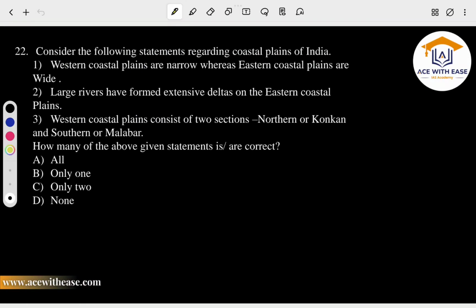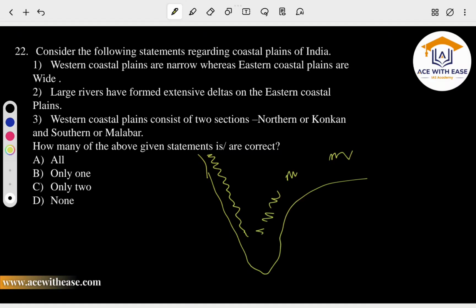Question 22, consider the following statements regarding the coastal plains of India. Western coastal plains are narrow, whereas the eastern coastal plains are wide. Yes, that is a correct statement. We know that the Western Ghats are placed very close to the coastal region, whereas the Eastern Ghats are far away. The width of the coastal plain is more on the eastern side than the western side.